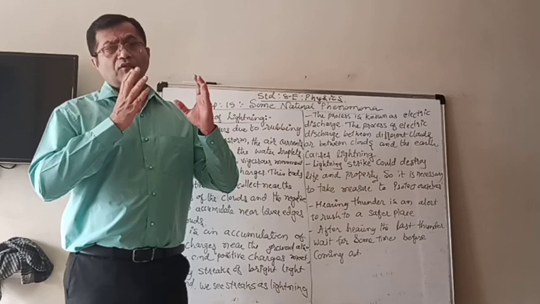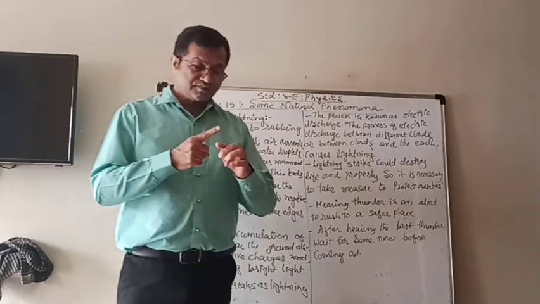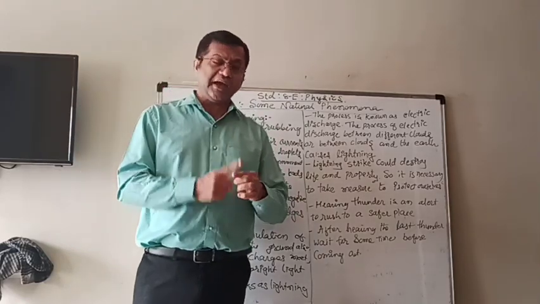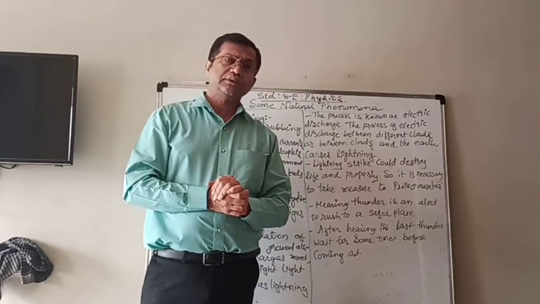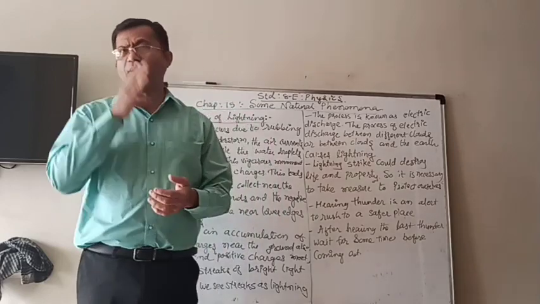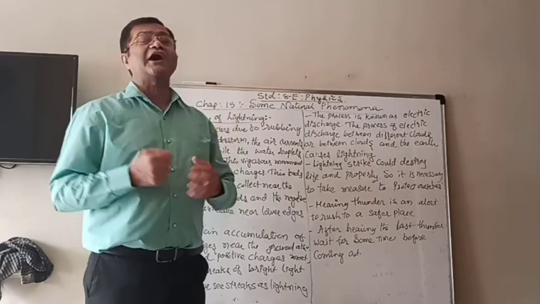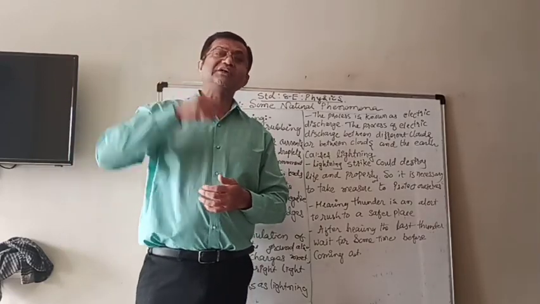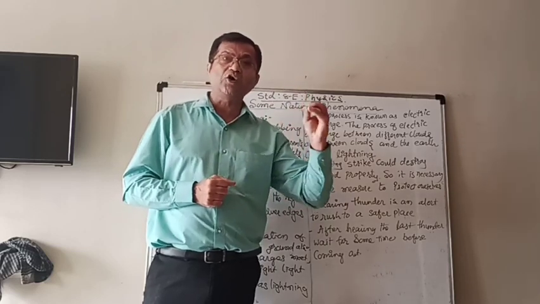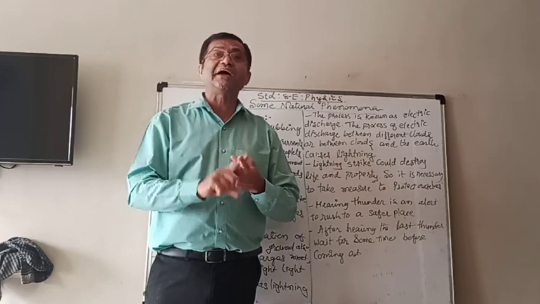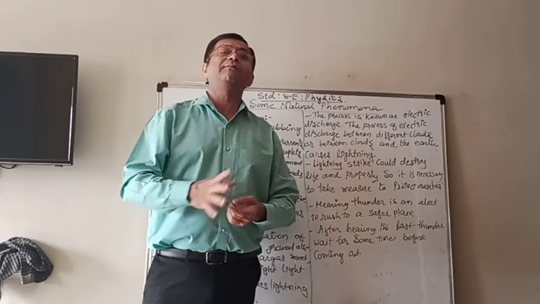So, how can we know that lightning will fall now? We know that lightning and thunderstorm are generally produced together. But if you notice properly, first you will hear some sound, then you will see the sparkling also. So when you hear the sound of thunder, you have to get alert. It means that lightning will come now.